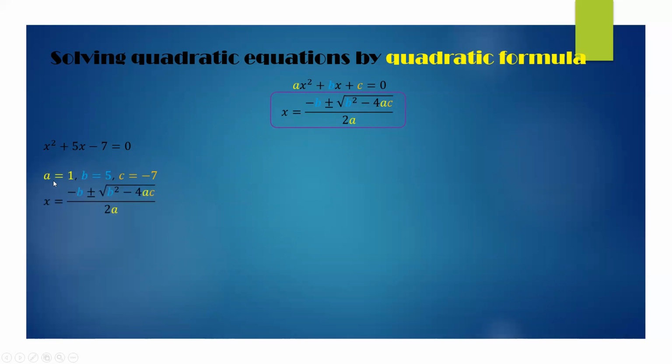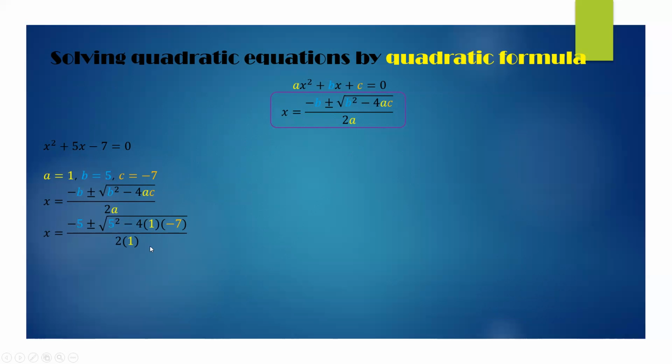So firstly, we need to know what is a. a is the number in front of x squared, and b will be the number in front of x, which is the coefficient of x, and c will be the minus 7 in this case. I have already highlighted in different colors. So we need to use this formula, and then we replace all these letters with the numbers here. So b is replaced with 5, a replaced with 1, c replaced with negative 7.